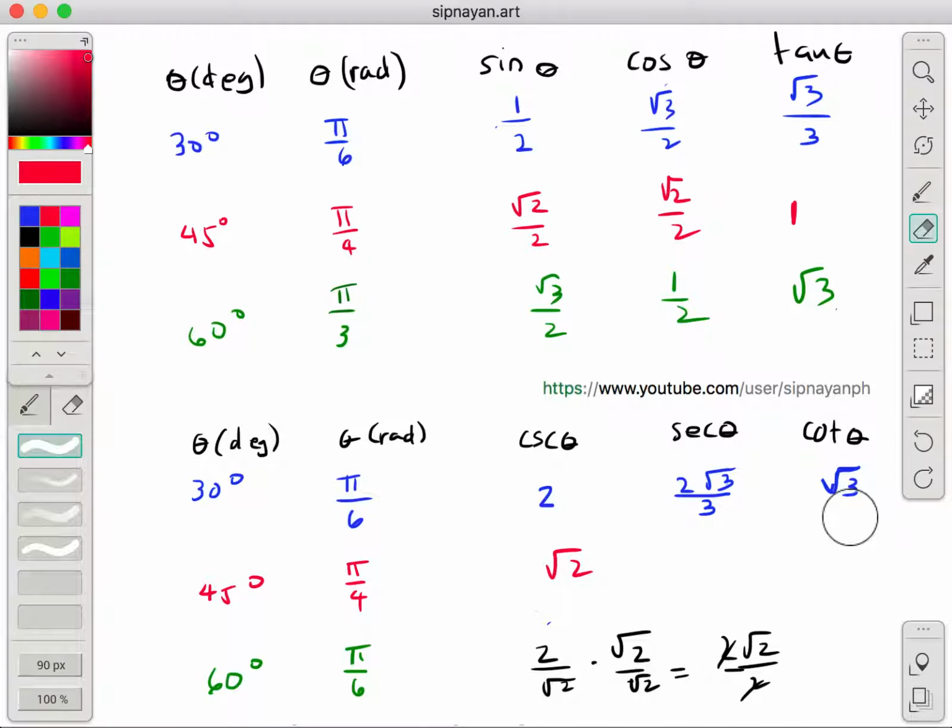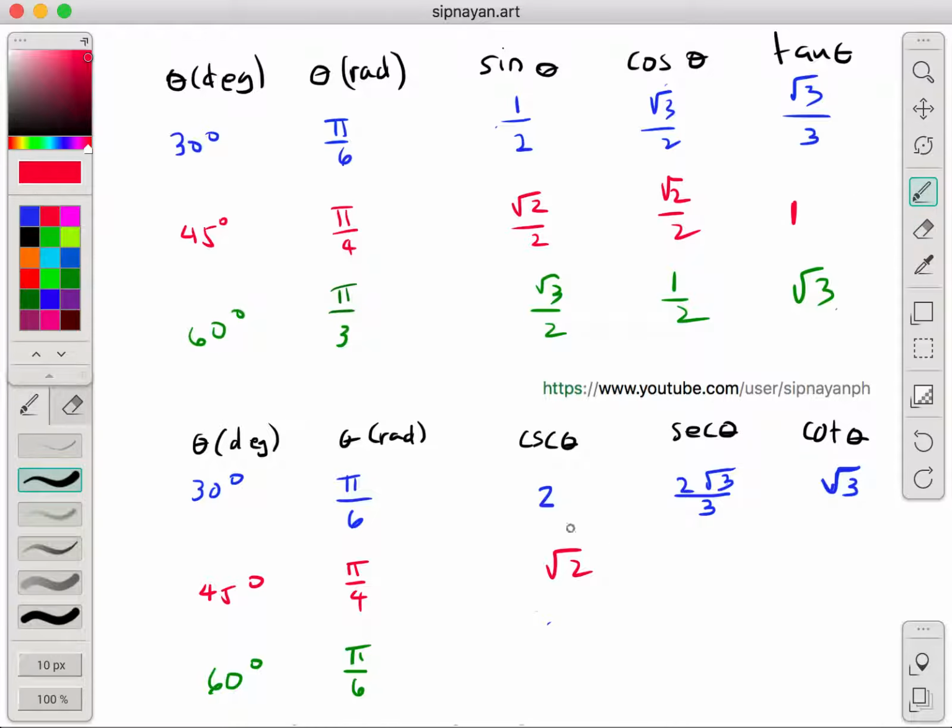And since this is also square root of 2 over 2, its reciprocal is the same, because the two are the same. So this is also square root of 2. Next, what is the reciprocal of 1? Simply 1, right? 1 over 1 is still 1. And lastly, we have pi over 6.